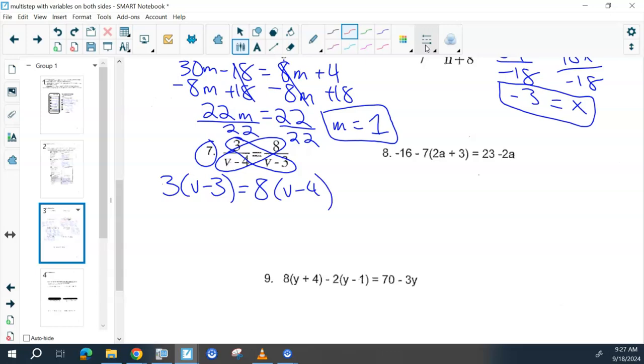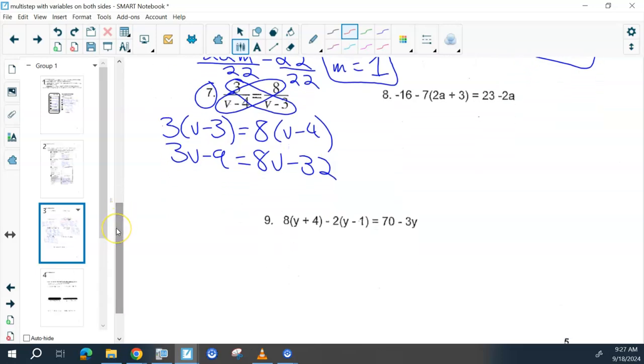So again, I rewrote it, but you could have gone straight into multiplying: 3b minus 9 equals 8b minus 32. What do we want to move there? Sure. We can move the 9 by adding, and I'll move the 8 by subtracting. If you did the opposites, that's fine.